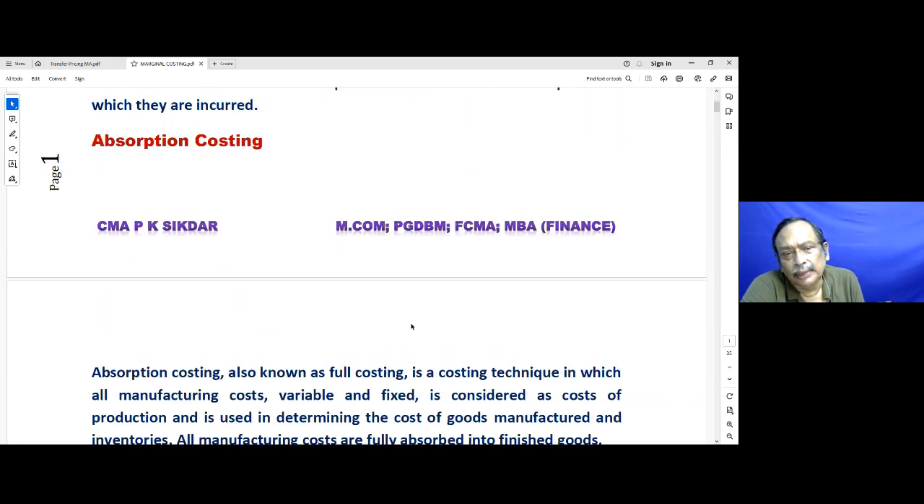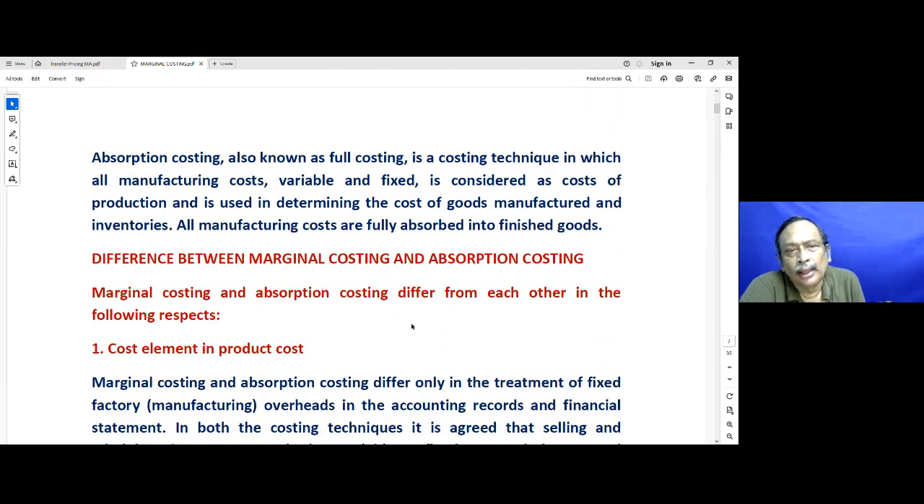Now we are coming to absorption costing. Absorption costing, also known as full costing, is a costing technique in which all manufacturing cost, variable and fixed, is considered as cost of production and is used in determining the cost of goods manufactured and inventories. All manufacturing costs are fully absorbed into finished goods. So that is your absorption costing.